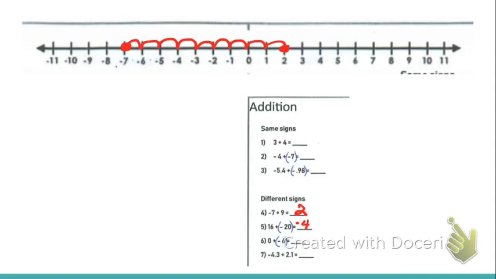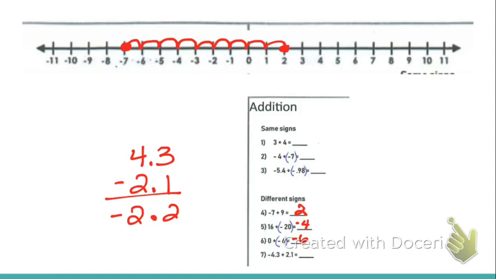Let's look at the next one. How about 0 plus negative 6? Negative 6. Very good. Okay. And then the last one. So we have negative 4.3. So I'm just going to write 4.3. And then I have 2.1. We're going to subtract them because they have different signs. So 3 minus 1 is 2. 4 minus 2 is 2. But which one was bigger, 4.3 or 2.1? 4.3. So our answer is negative 2.2.